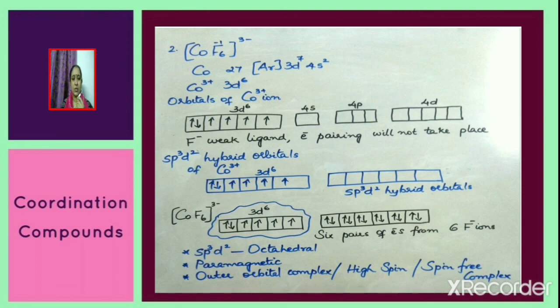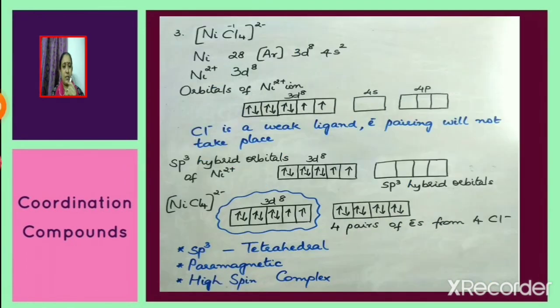Now consider 3d6 configuration. There we can find 4 unpaired electrons. So due to the presence of 4 unpaired electrons, the complex will be paramagnetic. The state of hybridization is sp3d2, therefore the complex is octahedral. It is known as outer orbital complex because the outer 4d orbitals are involved in hybridization. Since it is paramagnetic, due to the presence of unpaired electrons, the complex can be considered as high spin or spin-free complex.